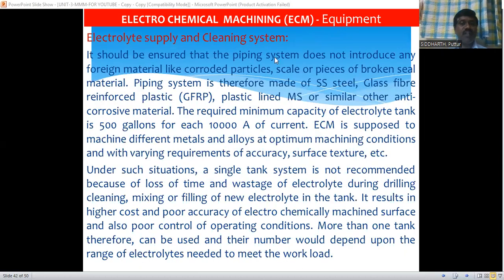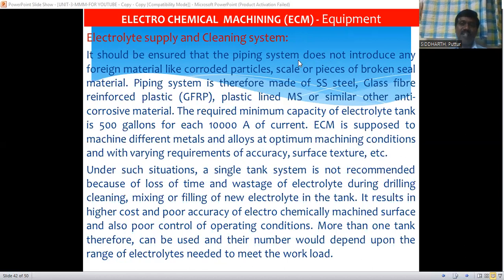Then it should be ensured that the piping, while supplying this electrolyte from the container to the reservoir, to the machining zone, and from the machining zone to where we are going to filter the electrolyte. For all this, we need some piping system. While supplying the electrolyte to the machining zone or collecting it from the machining zone to the filtration chamber, those pipings should not interact or should not be a corrosive material.